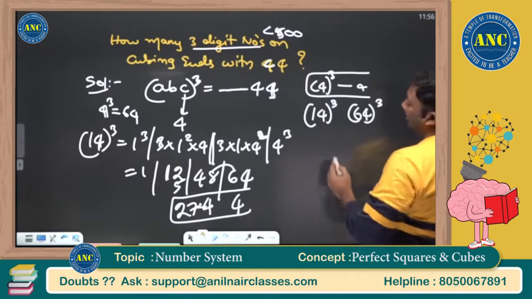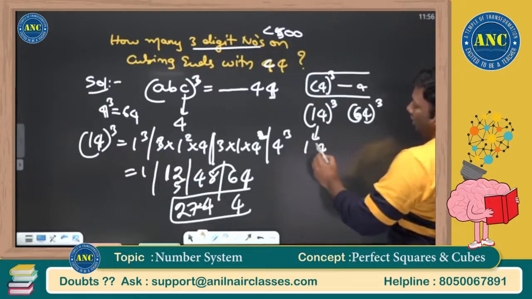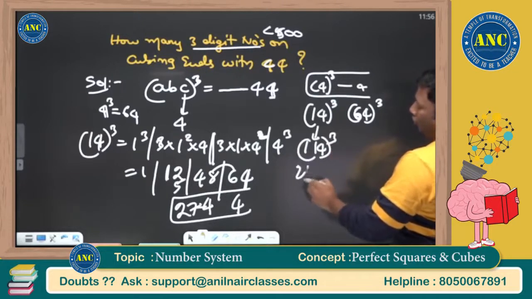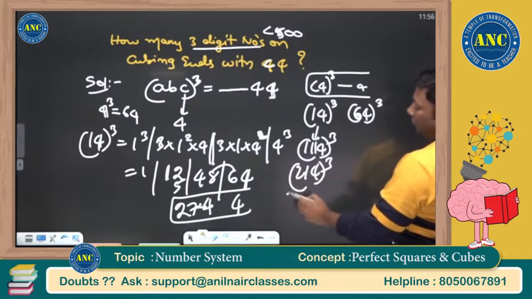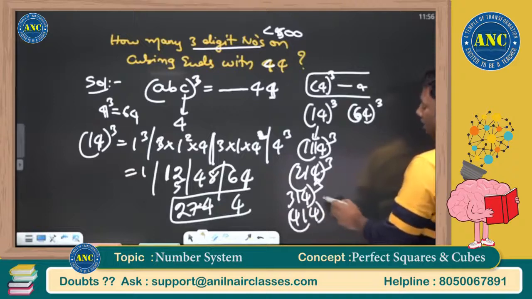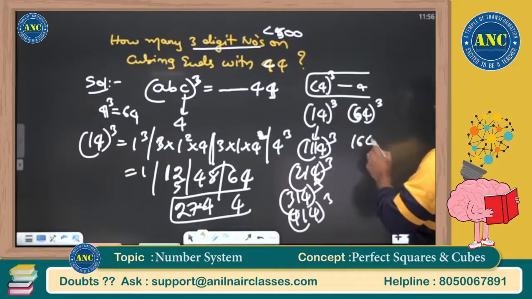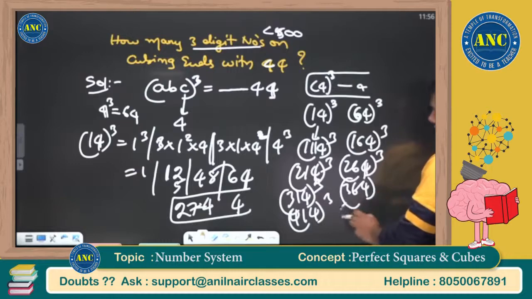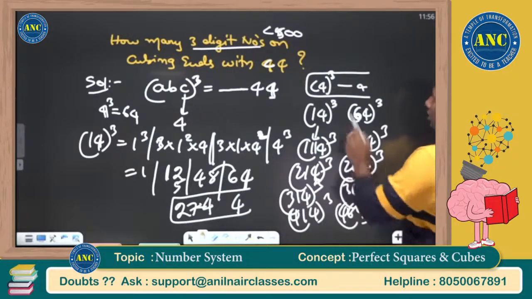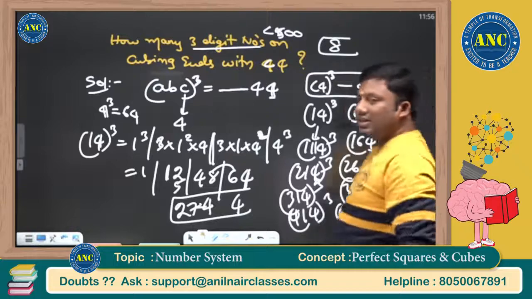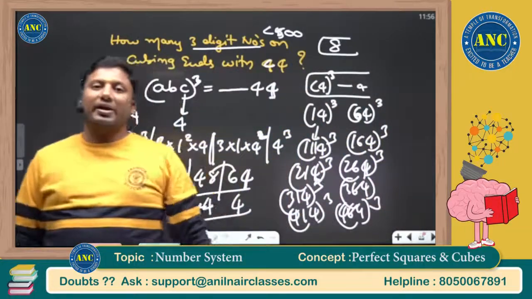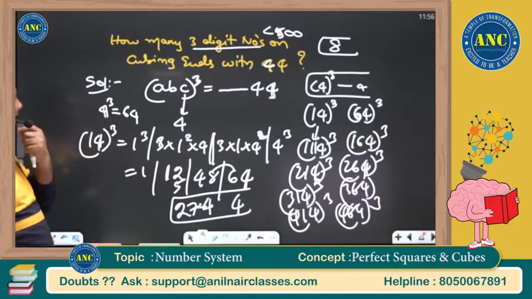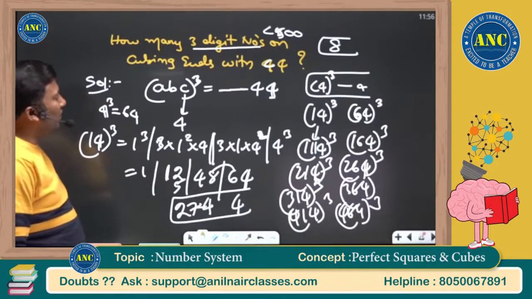I want a three-digit number less than 500. 114 cube possible, 214 cube possible, 314 cube possible, 414 cube possible. Here 164 cube possible, 264 possible, 364 possible, 464 possible. 4 plus 4. Totally how many numbers are there less than 500 which on cubing end with 44? Answer is 8.